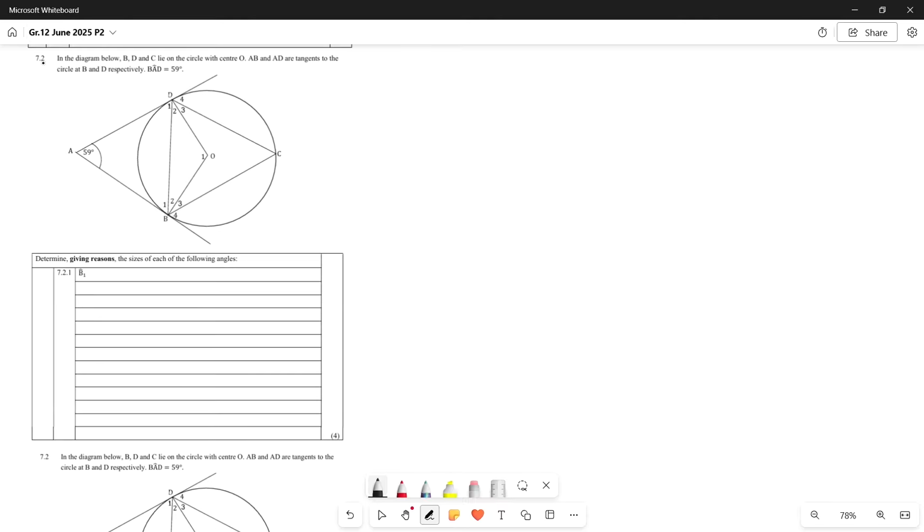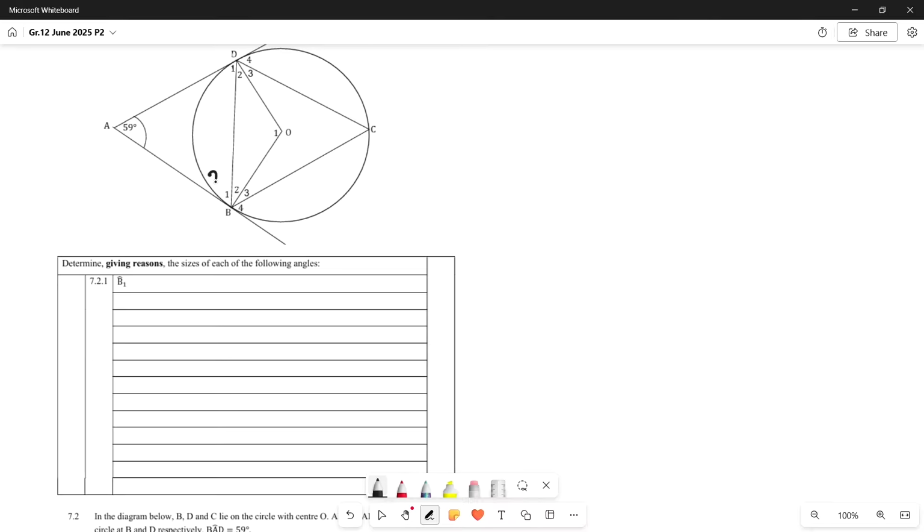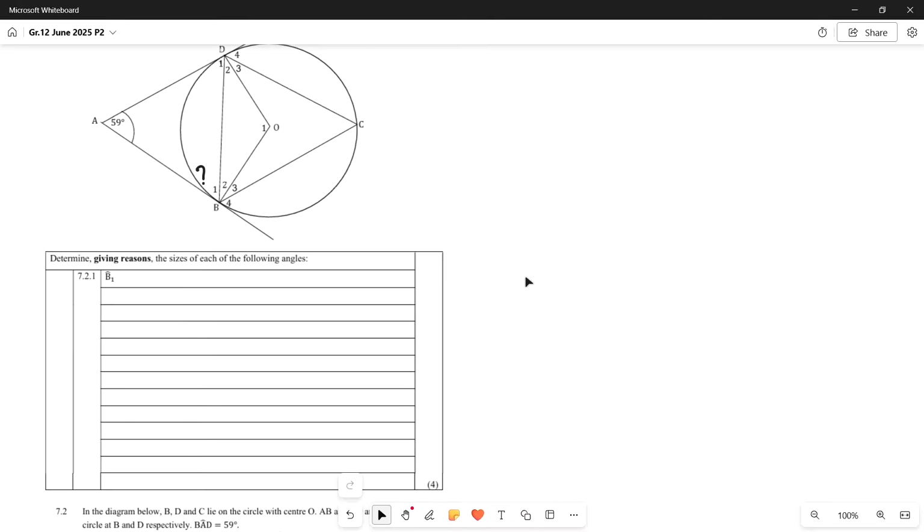Great. And then question 7.2: in the diagram below, B, D, and C lie on the circle with center O over here. AB over there and AD are tangents to the circle at B and D respectively. And then they have angle BAD is 59 degrees, marked on here. So we're working with tangents. We do have a center of a circle, so we can keep that in mind. So determine, giving reasons, the sizes of each of the following angles. We are calculating B1 over there. So 4 marks.